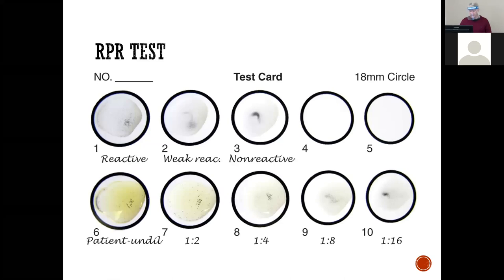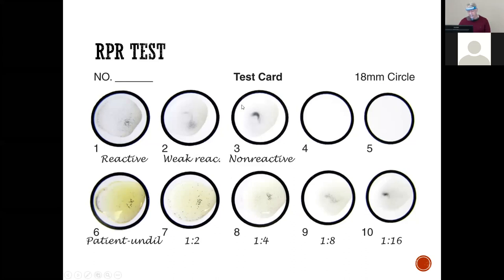So this is what your test card is going to look like. You're going to have a patient here undiluted. We can dilute the patient, but we don't know if a patient's even positive yet. So it really doesn't call for dilution until we know the patient's positive. But this patient is reactive. You see those large clumps. This is weakly reactive.